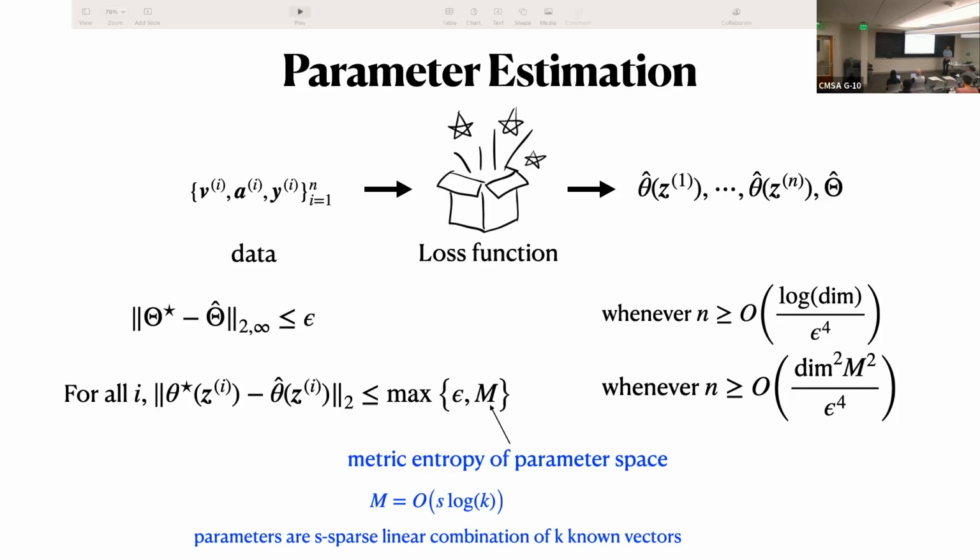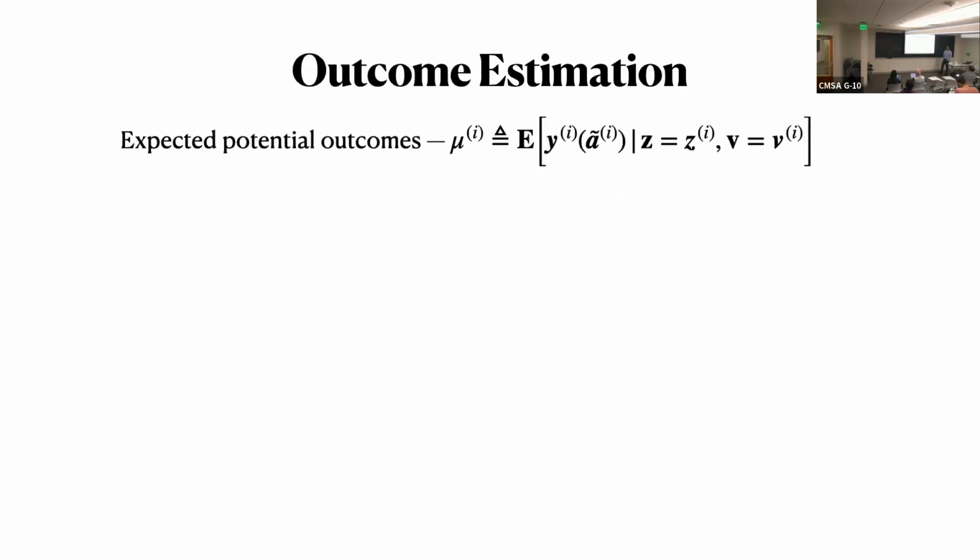Yes. So the dimension you said of theta star, that's the dimension in the bound as well? That's correct. So this dimension includes the dimension of y and the dimension of v's. So those are the observed quantities. Any other question? Okay.